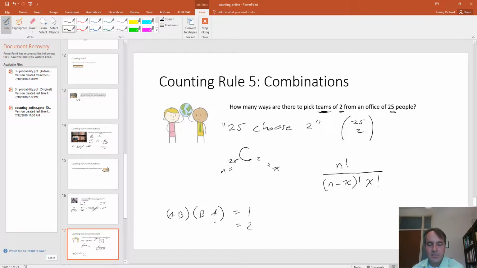But if we care about the permutations, then that's 2. So the number of permutations will be larger than the number of combinations. So we have this little thing in the denominator here, which is going to bring that down.